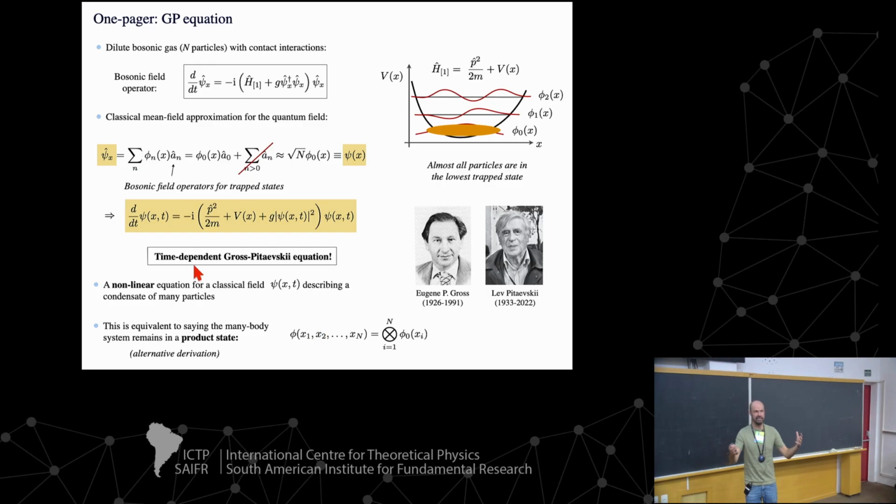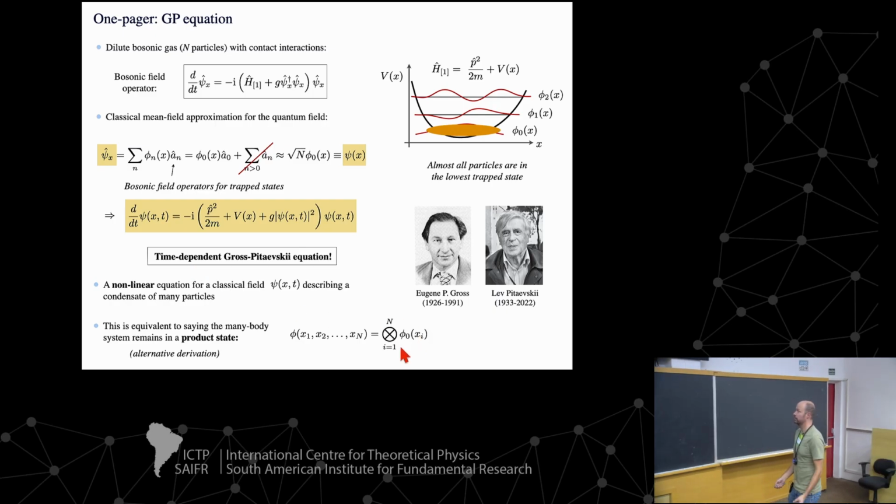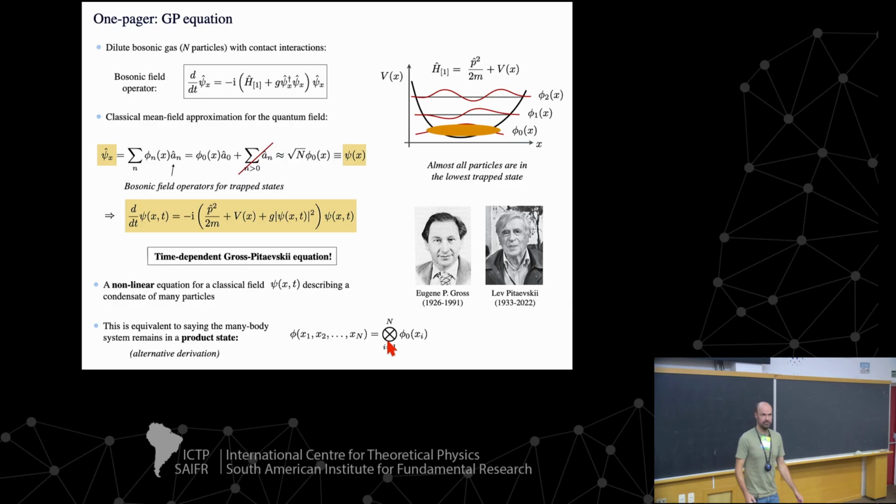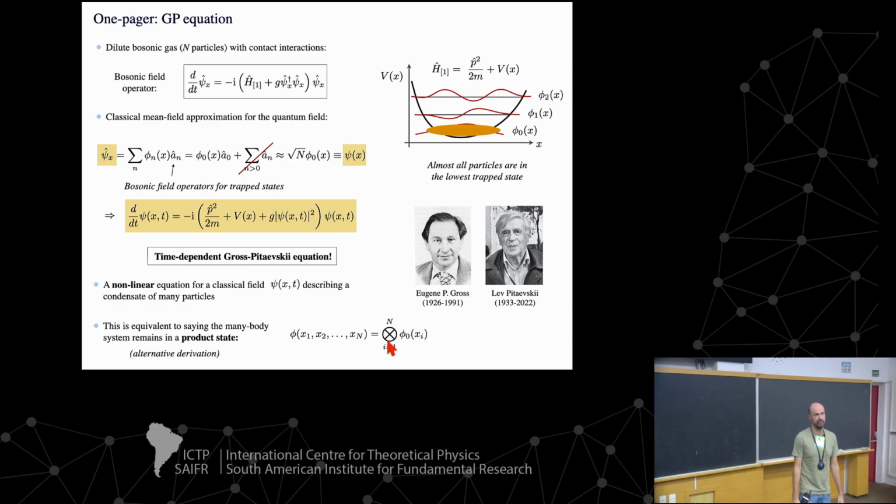If I say that all the atoms are in the same state, in this phi-0 state, and I say the state of this condensate is a product state of this, then I arrive at this Gross-Pitaevskii equation. Okay, but back to the numerical point: now I can use this integration, the Runge-Kutta method for example, in order to evolve this equation.